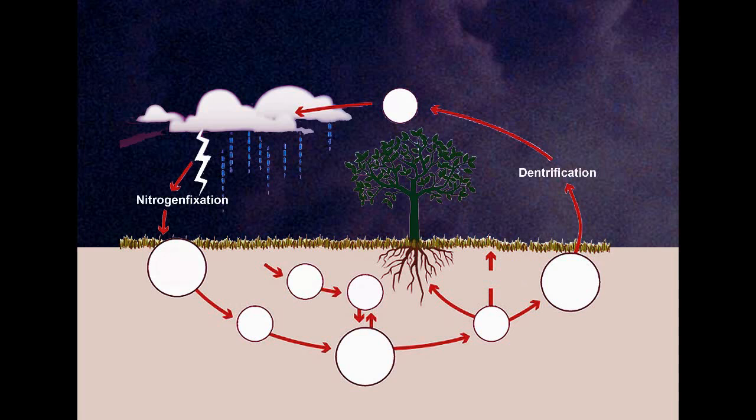Currently, most of the nitrogen used in agriculture is produced by humans. This resulted in the excess of this element in soils and water sources, causing an imbalance in this biogeochemical cycle.